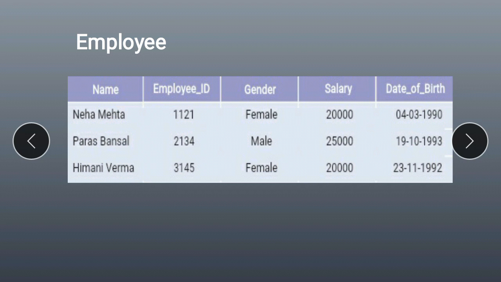After that, relation state. As we have discussed the relation schema, the relation state means the set of tuples. It is denoted by small r, and inside angular brackets I will write the value of each row. For example, in my first tuple there is Neha Mehta, 1121, female, 20,000 and the date of birth. All the values of each tuple I will write inside these angular brackets.